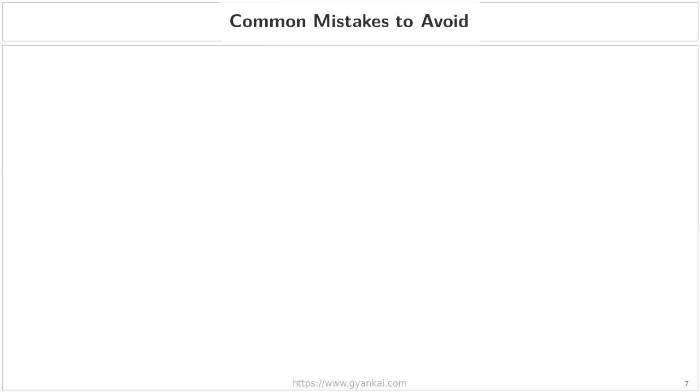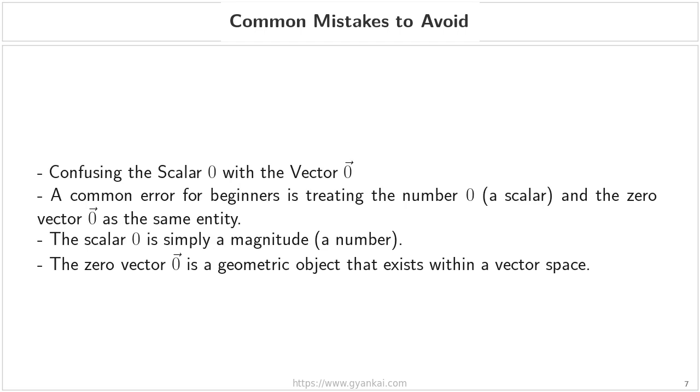Common mistakes to avoid. Now, before we wrap up today's lesson, I want to highlight a very important point to ensure you don't lose marks in your exams. This is a common pitfall that even advanced students sometimes fall into, confusing the scalar 0 with the zero vector. It is a very common error for beginners to treat the number 0, which is a scalar, and the zero vector, denoted as vector 0, as if they are the exact same thing. However, they are fundamentally different.